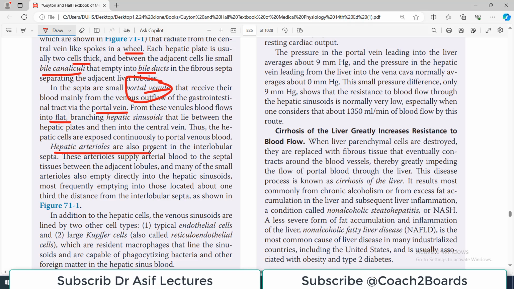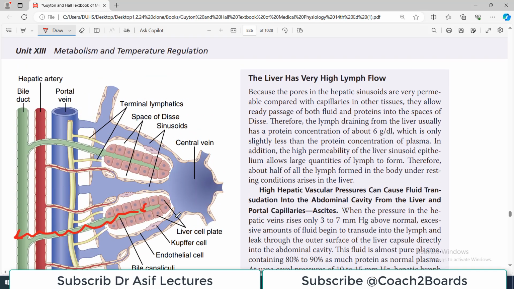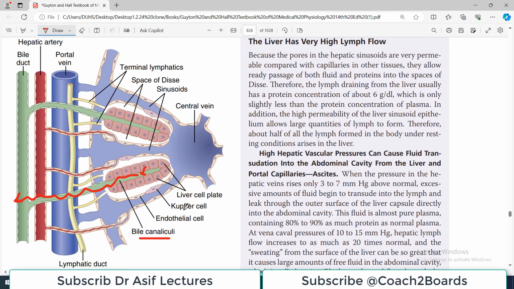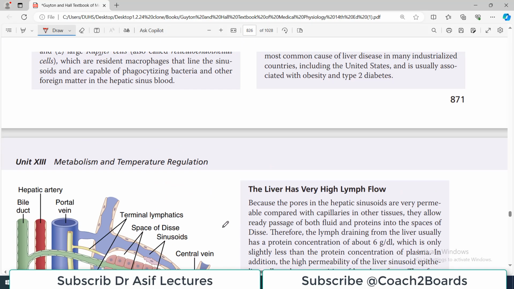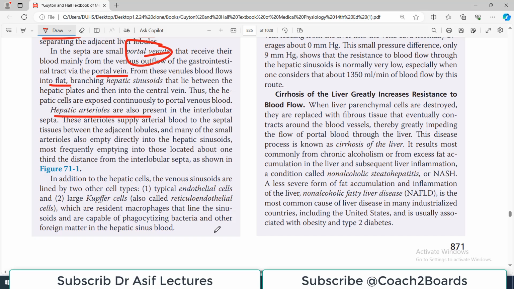Hepatic arterioles are also present in the interlobular septa. Here, two lobules के बीच में hepatic arterioles are present. Okay, so remember this is one lobule. There will be another lobule. There will be another lobule. So there are multiple lobules. And हम जब interlobular कहते हैं तो मतलब दो lobule के बीच में जो septa है. So hepatic arterioles are also present in the interlobular septa.